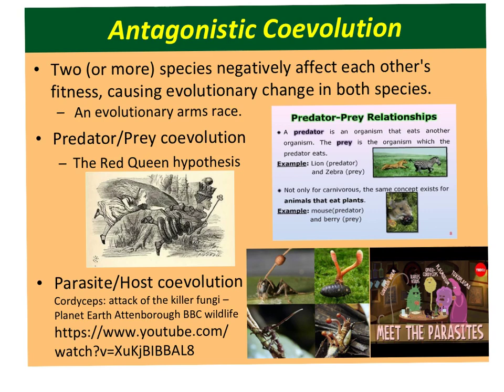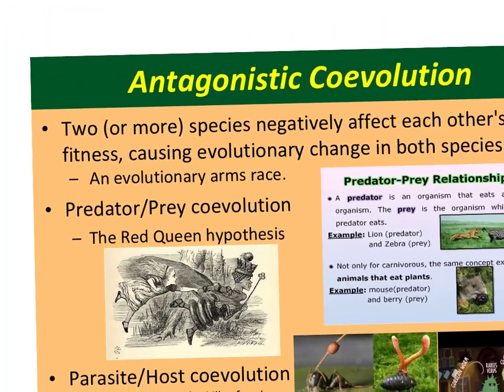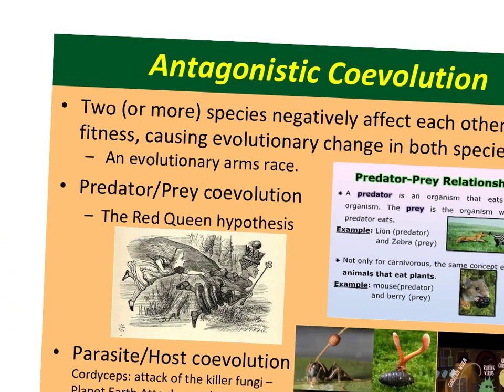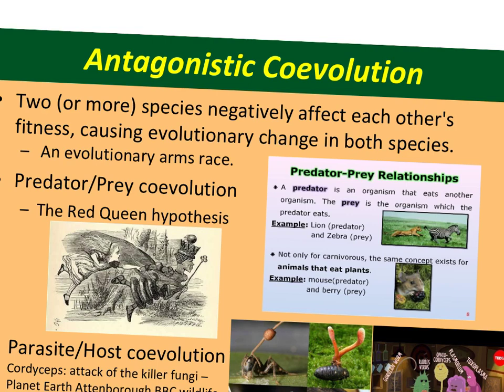So, antagonistic coevolution, anything between predator-prey relationships, and it's called antagonistic. Antagonism, we sometimes have antagonisms between one person and another. They get into big fights, all that kind of stuff. Okay, so they negatively affect each other's fitness, causing evolutionary change in both species, and it creates kind of an evolutionary arms race, as I mentioned. Okay, antagonistic coevolution.